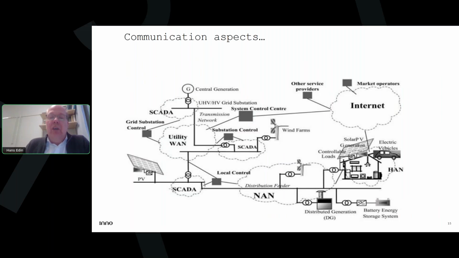Communication aspects are there as well. I mean, most of you have grown up with the internet since your childhood, so you don't know anything else. But there was a time before that even. But nowadays we can have enormously sophisticated control and monitoring devices which can help run the electric power system to a large extent.